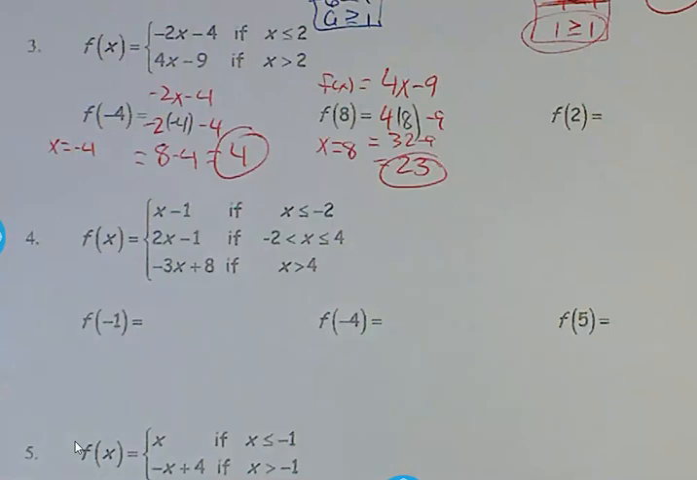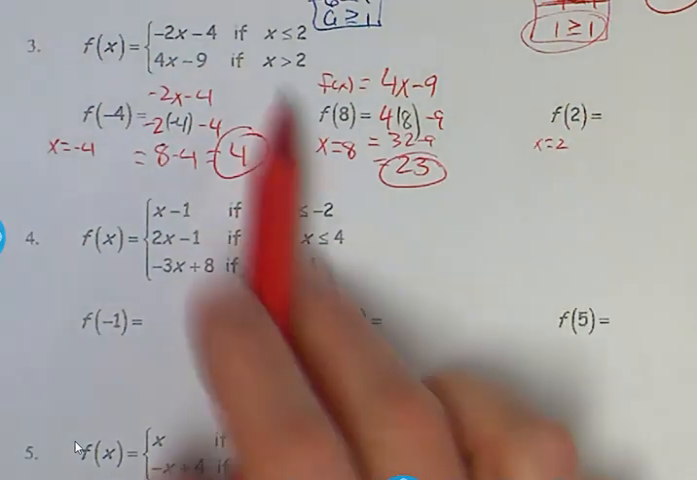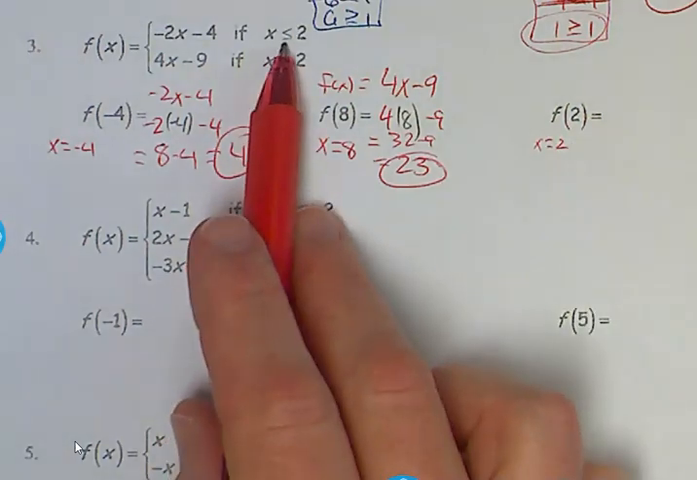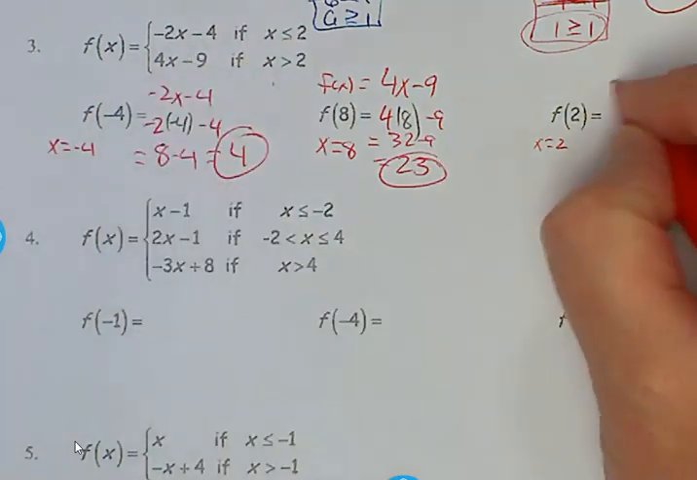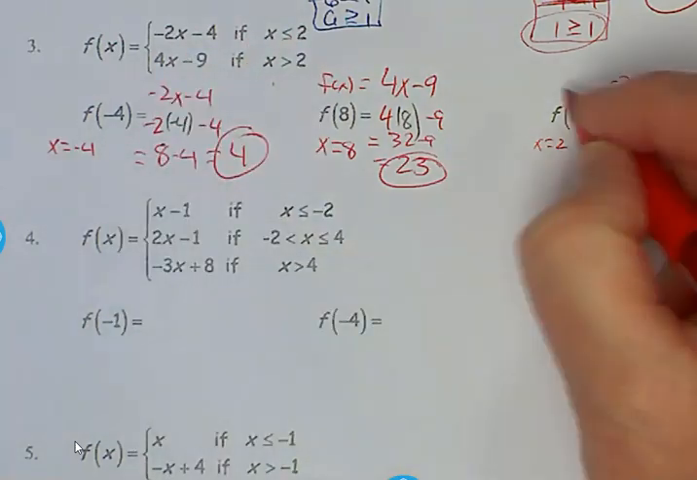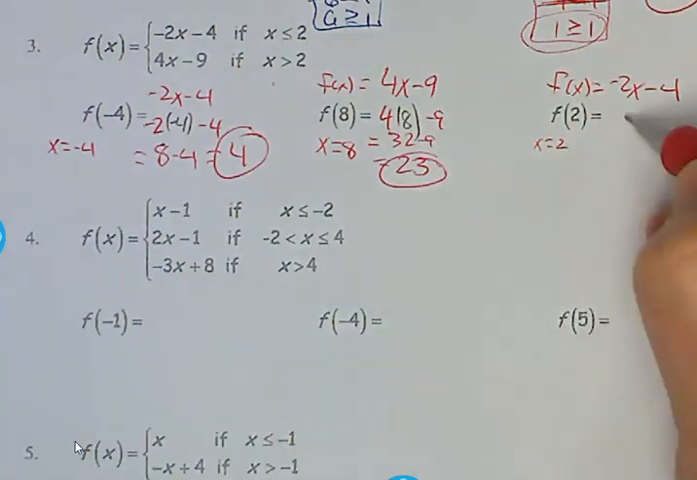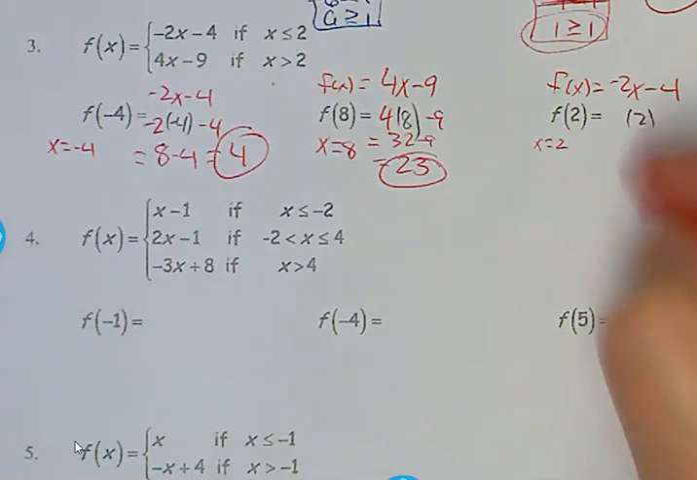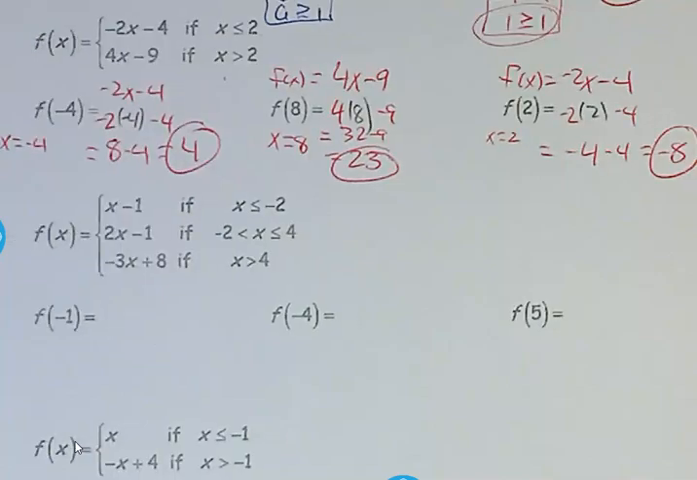Okay, and then the last one. We've got that x is equal to 2. Again, 2 is not greater than 2, but because of the bar here, it is equal to 2, so that means we'll be using the top part. So we're going to be using the -2x minus 4. Again, everywhere we've got the x, replace the x with a 2, and then work it out. That should be a -4 minus 4. That should be a -8.